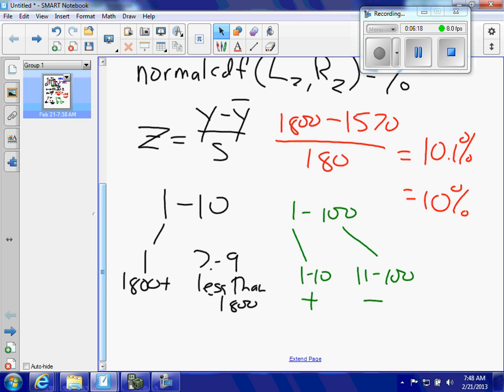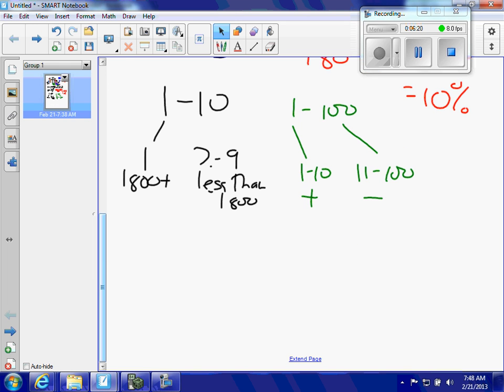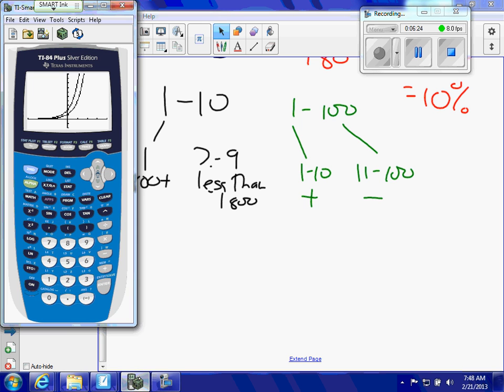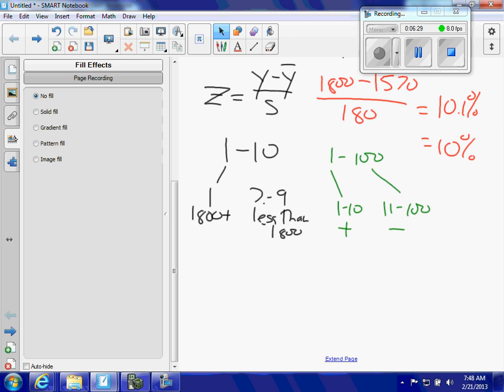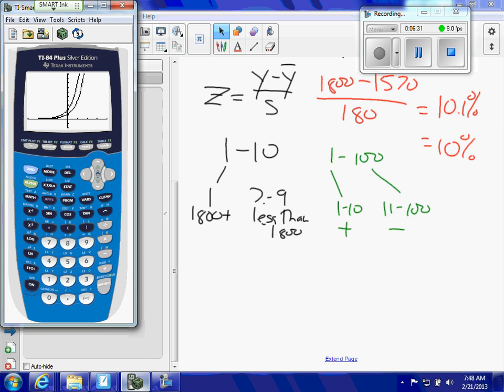So now I need to say, how am I going to find my random numbers? Let's call up my calculator. Actually, let's adjust the size of this. So I'm going to call it up, and I will clear it off. And I'm going to use my random number generator. I'm going to go math, probability, 5, my random number generator, and I'm going to generate numbers between 1 and 10.